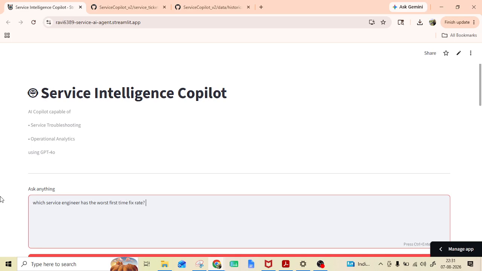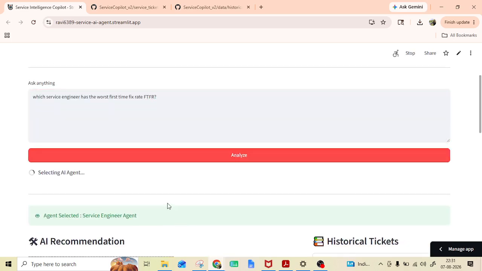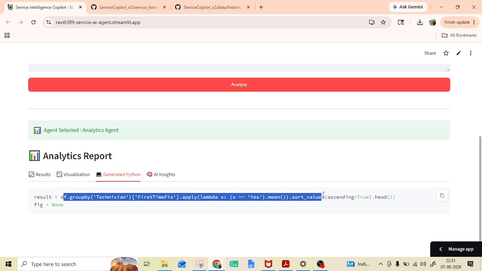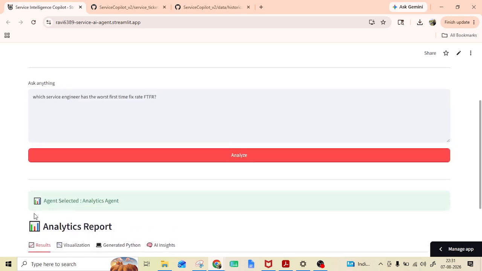Let me also write FTFR; it understands that. I'm trying to understand who has the worst FTFR. It understands the question, writes Python code at the backend and gives the answer to us. So we'll just wait for that. Now you see this is the Python code which it has written, and it says that David has the worst first time fix rate. So his time is on the higher side.